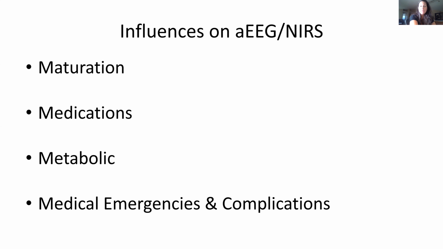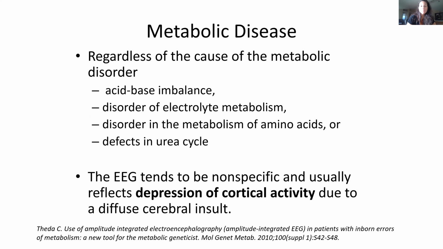Last month, so in May, if you go back to that recording, we talked only about the medications, and then we stopped there, and I promised that this month we would go through metabolic and then some of the other kind of medical emergencies and complications that we see that also influence the aEEG and can, if you use it, also influence the NIRS readings as well. So we didn't talk so much about that, but certainly I'm intending to include more and more of that with my discussions. So metabolic disease.